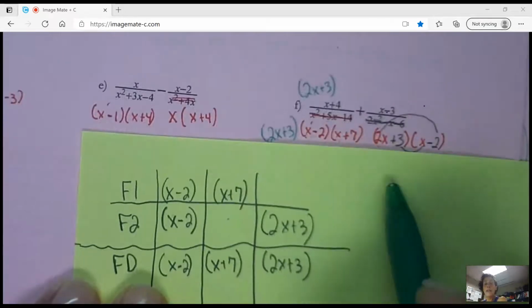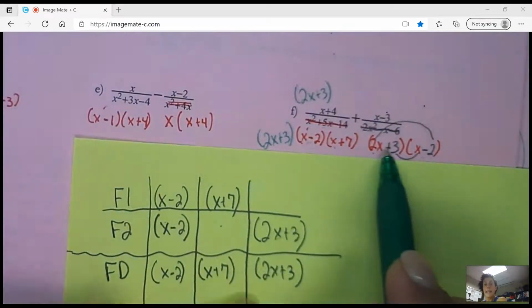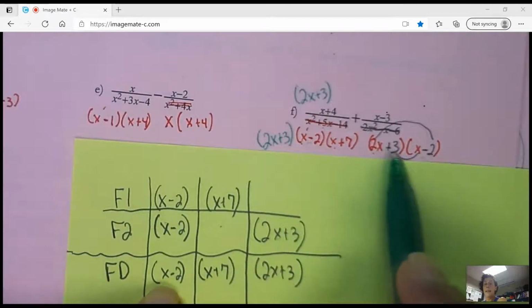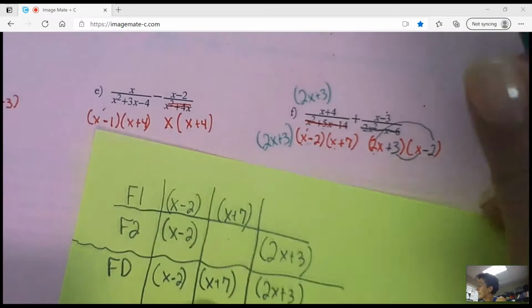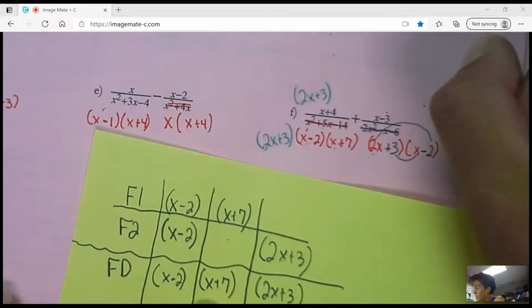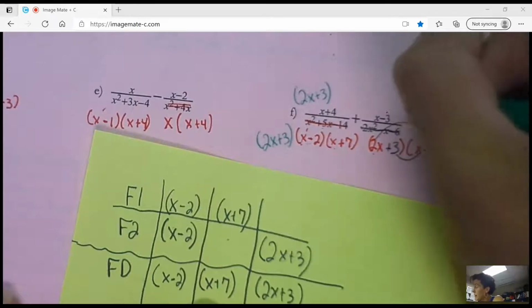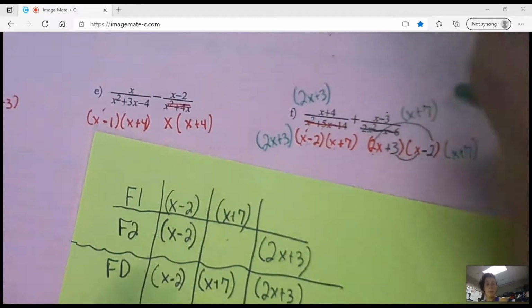Now when I look at this fraction's denominator, it has the 2x plus 3 and the x minus 2, but what it doesn't have is the x plus 7. So I'm going to take this one's denominator and put an x plus 7 on the bottom, and whatever I do to the bottom, I do to the top.